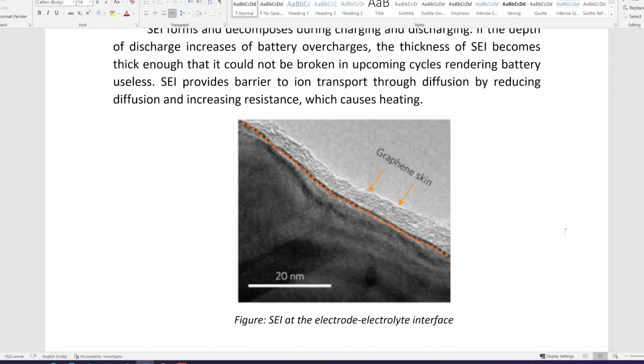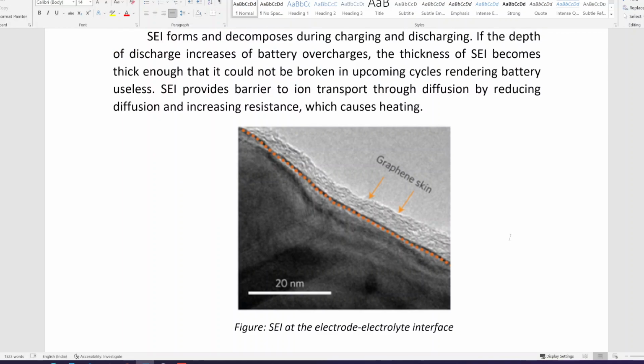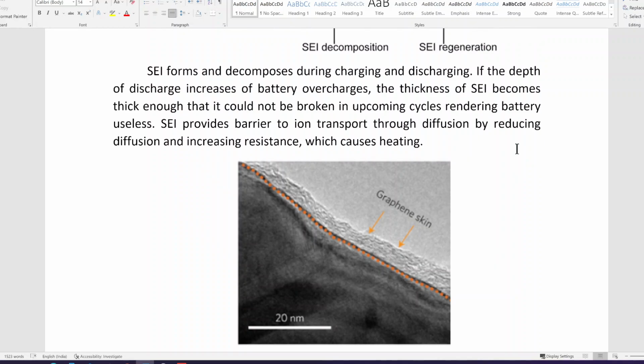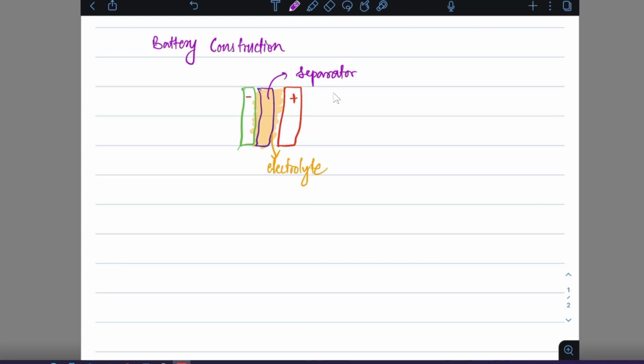This is one of the pictures I found for the solid electrolyte interface and the electrode-electrolyte interface, where you can see the graphene skin and the dotted line is the SEI at the electrode interface. With this I can wrap up the discussion on SEI formation. I thought it would be good information to have.